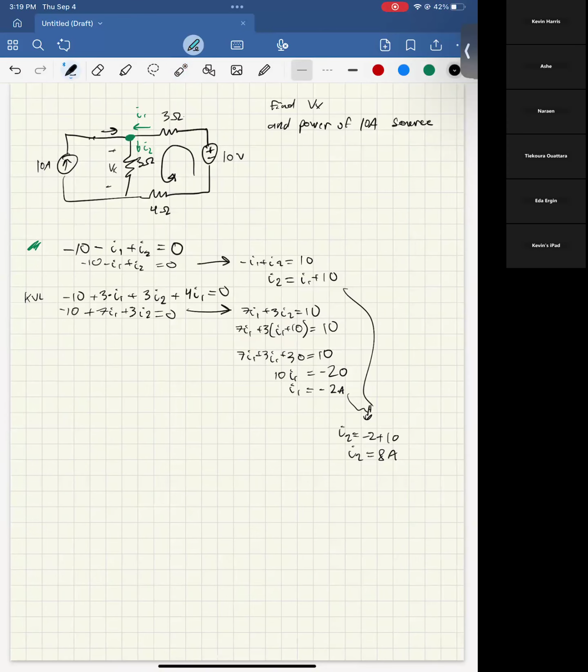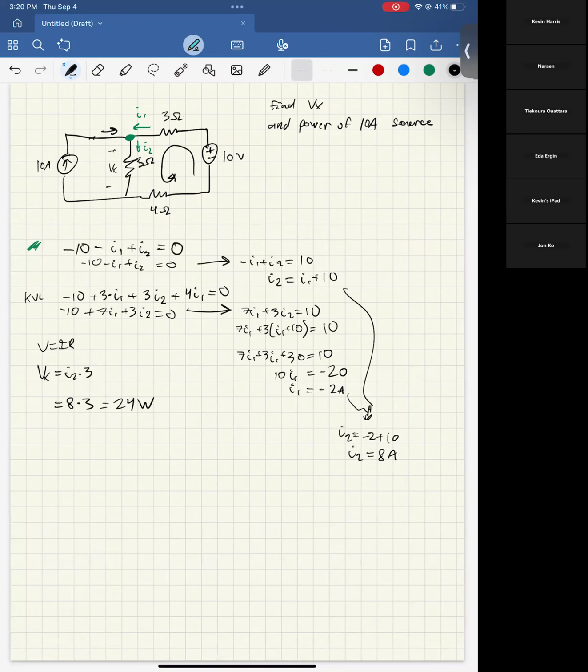Okay, so we're getting somewhere. However, we still need to answer the original question. We need to find Vx. So now that we have I2, we can find Vx pretty clearly, right? Vx, remember V equals IR. Vx is going to be I2 times 3. We have I2 now, so it's 8 times 3, and that gets us 24 watts.